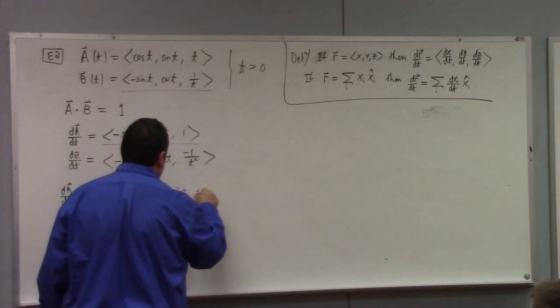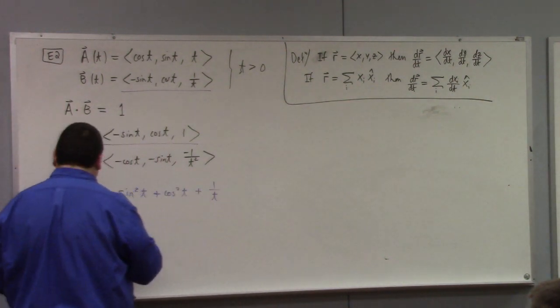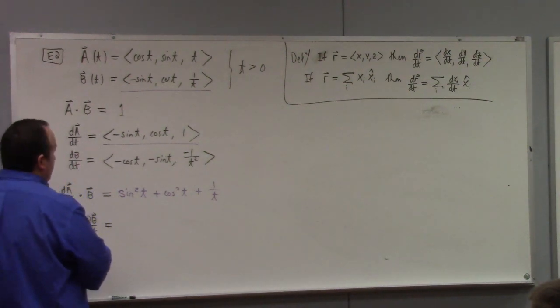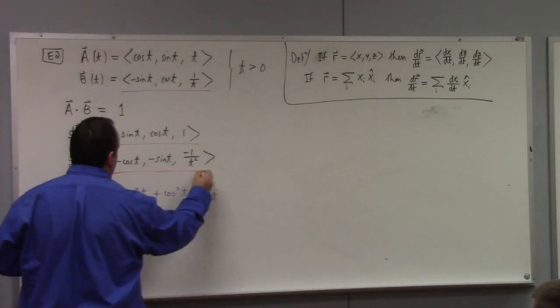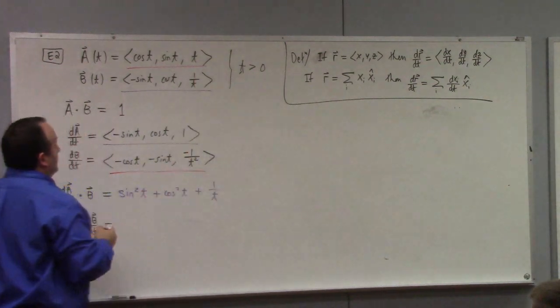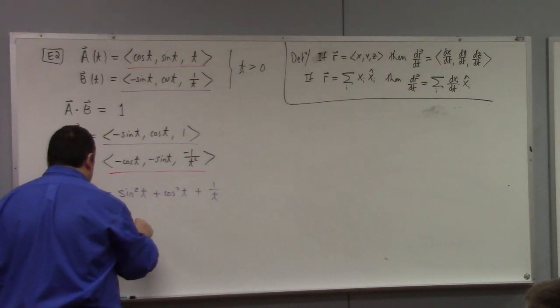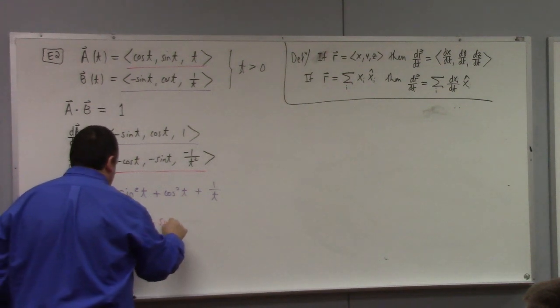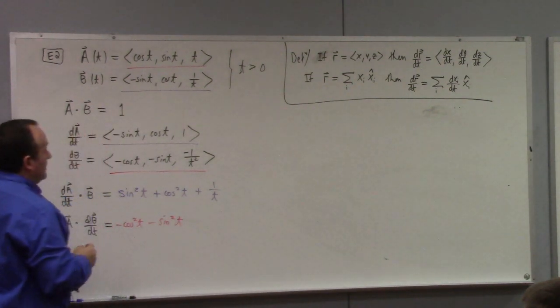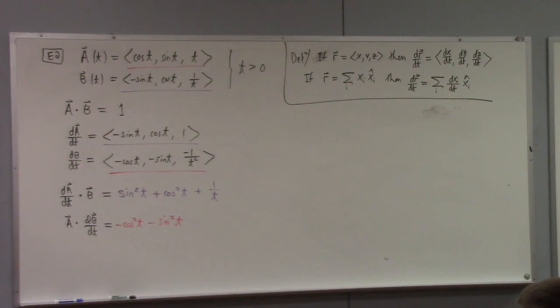How about the other one? We calculate a dot dB/dt. What happens there? Looks like we've got minus cosine squared t, minus sine squared t, then what? t times minus 1 over t squared is what? Minus 1 over t.